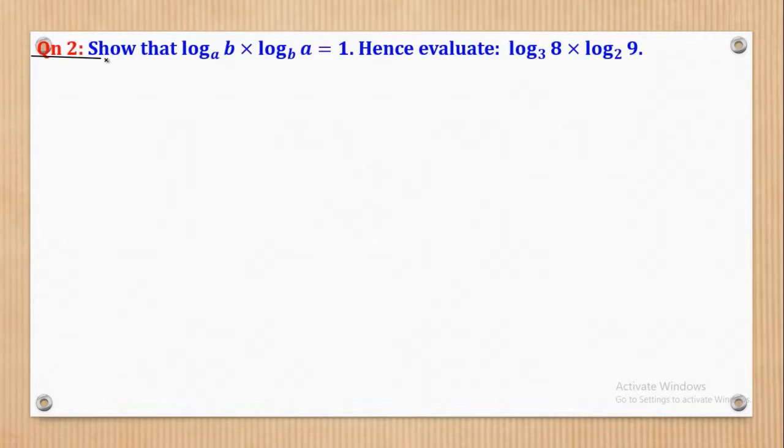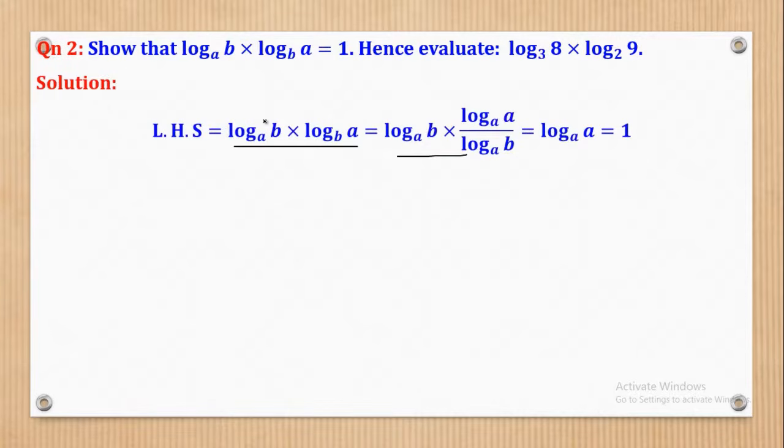Now we shall go to question 2, which is to show that log base A of b multiplied by log base b of a is equal to 1, and hence evaluate log base 3 of 8 multiplied by log base 2 of 9. Start with the left hand side. I'm going to put all of them under the same base. If I choose base A, this one is okay because it's base A, but this one is base B, so I have to change it to base A by saying log base A of A divided by log base A of B. Then this and this cancel, so you remain with only this, and it reduces to 1. So we have shown this.